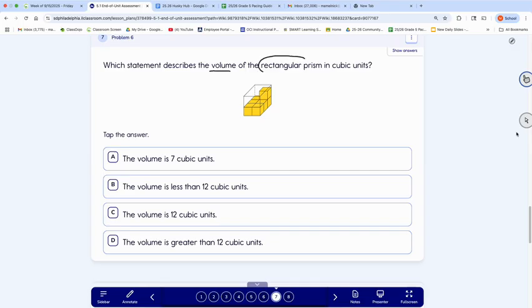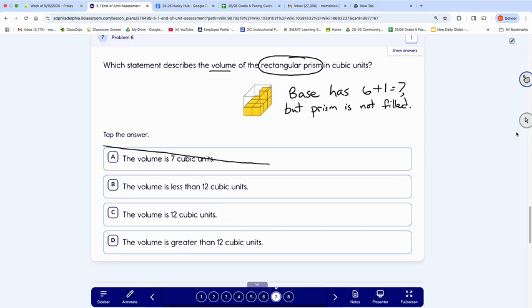This problem asks us to find which statement describes the volume of the rectangular prism in cubic units. I notice that the base layer of the prism has 6 cubic units, plus 1 on top, equaling a total of 7 cubic units. However, these units do not fill the rectangular prism, which we were directed to find the volume for. I can use the shown cubic units to guide me in finding the volume of the prism.